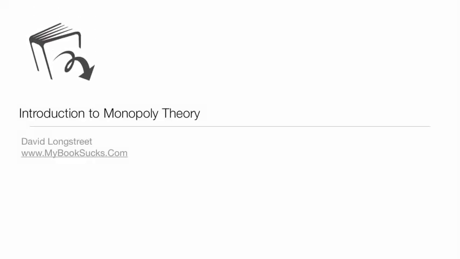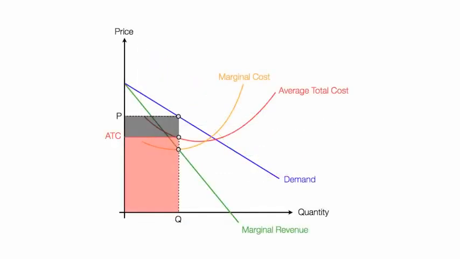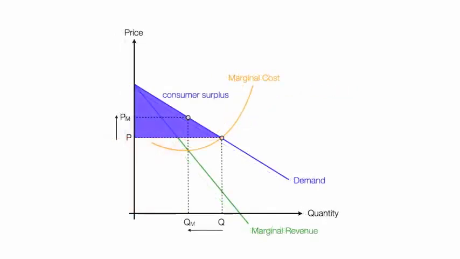In this tutorial, I'm going to introduce the idea of monopoly theory. I'm going to show you how all these curves are derived. I'm also going to show you how to calculate the profit, revenue, and cost for a monopoly. And finally, I'm going to show you what happens to consumer surplus and price and quantity when you compare a monopoly with perfect competition.